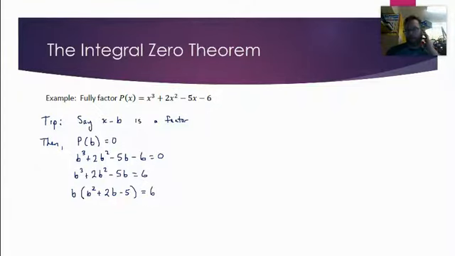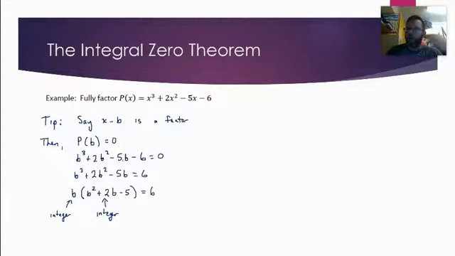All right. So if b is going to be a zero of this polynomial, then whatever b is, if b is an integer, then 2b minus 5 will also be an integer, and those two things multiply to 6. Guys, this is the key.